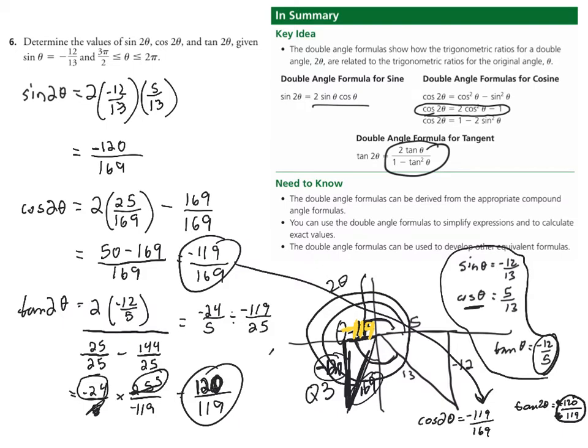120 over 119. There, I saved it. That is a good thing that I did this tan 2 theta over here, because then I found my mistake right away.